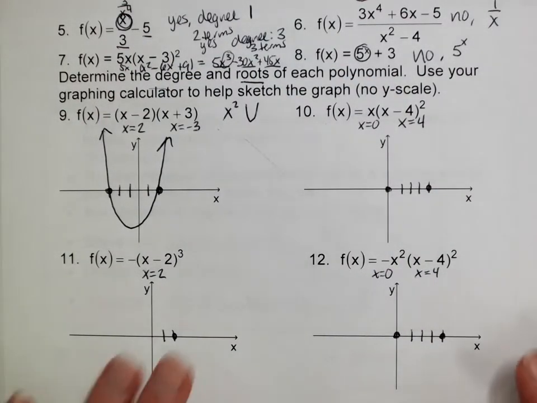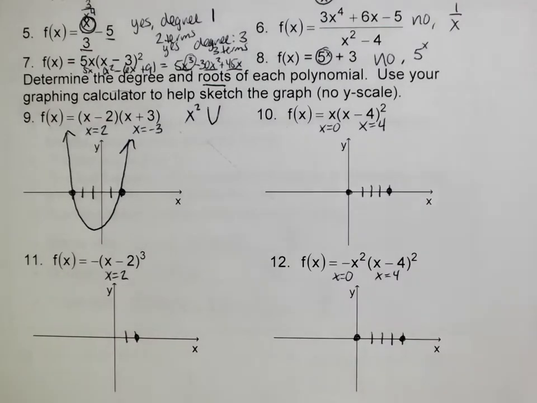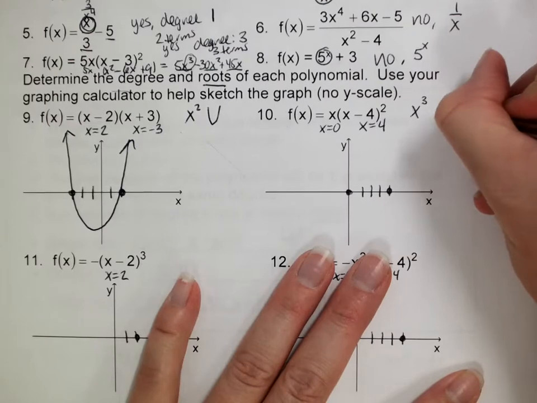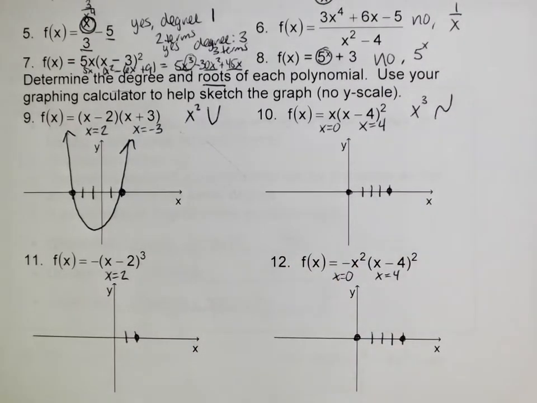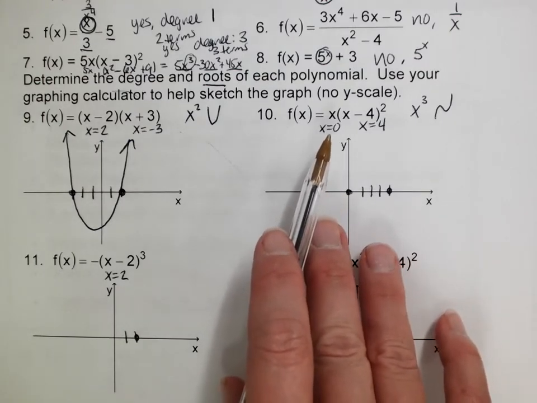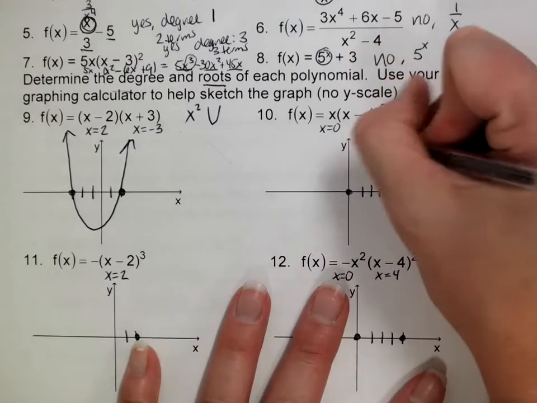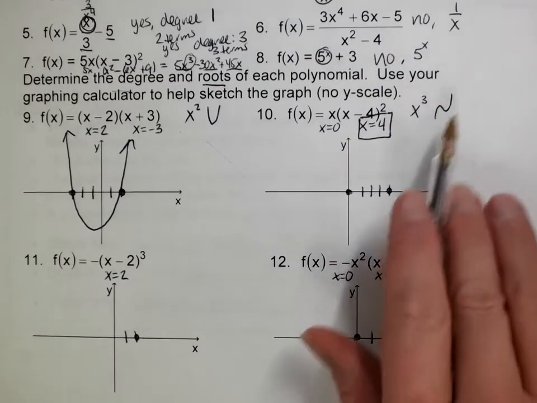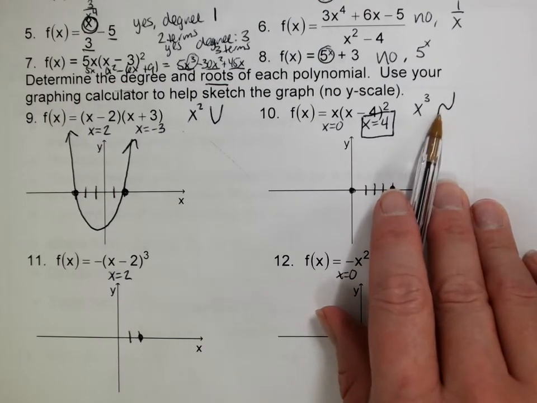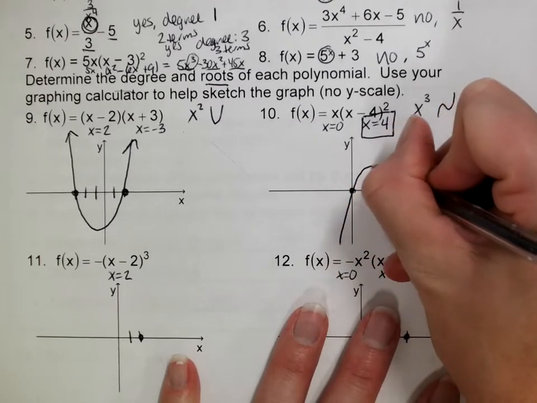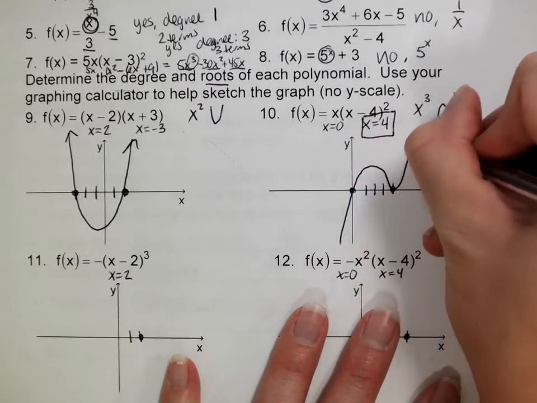Question number 10, looking at this, the degree of this polynomial, if you FOILed this completely out, would be a positive x to the third. So I know it needs to look like this. The root x equals 0 is a single root, so it is going to cross the graph at x equals 0, but x equals 4 is a double root, so it is going to bounce at 4. It crosses at 0 and bounces at 4. So that's exactly what I'm going to do. I'm going to start down here, cross at 0, come back down and bounce at 4.